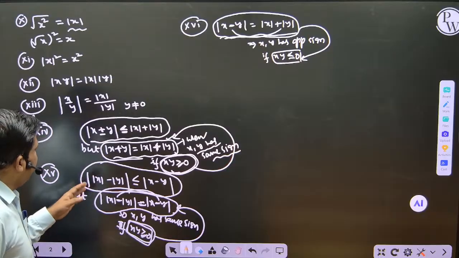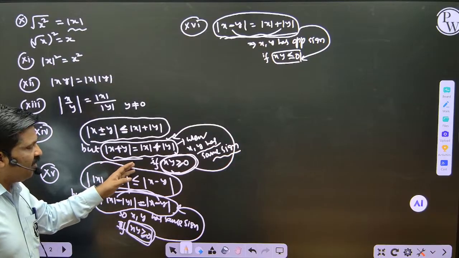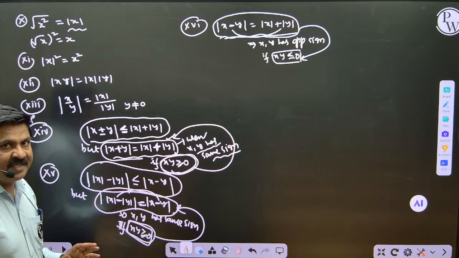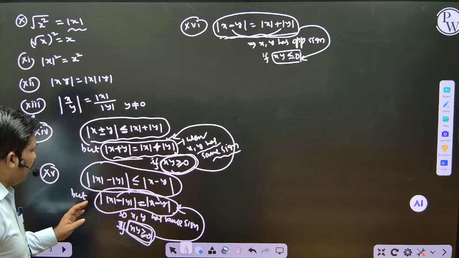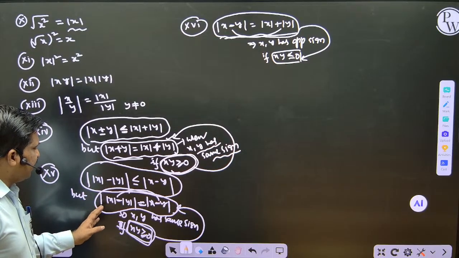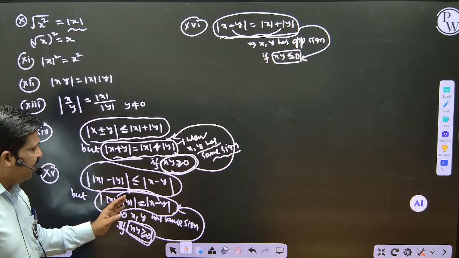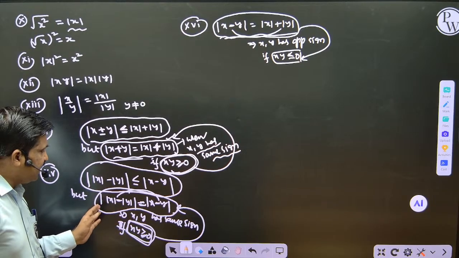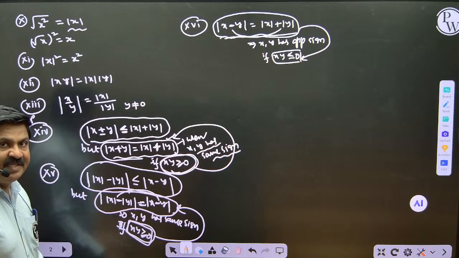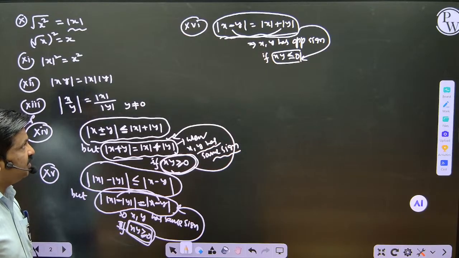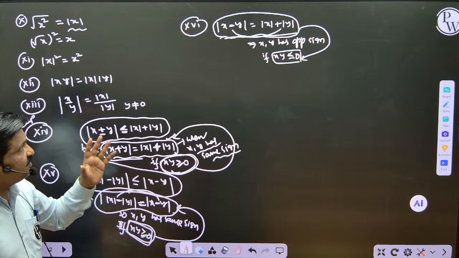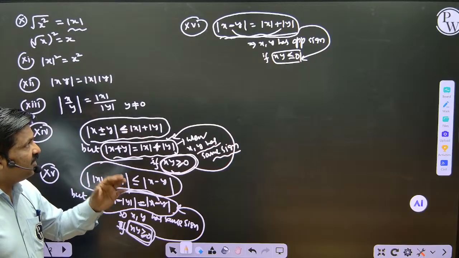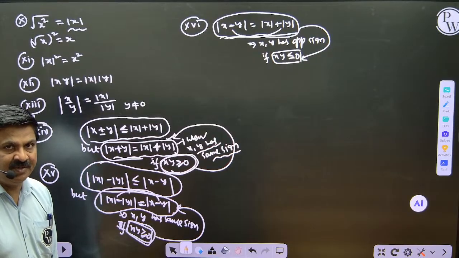Modulus of x plus y is equal to mod x plus mod y. This is possible when xy is greater than or equal to 0. Modulus of mod x minus mod y is equal to modulus of x minus y. This holds if xy is greater than or equal to 0. Modulus of x minus y is equal to mod x plus mod y. This holds when xy is less than or equal to 0.